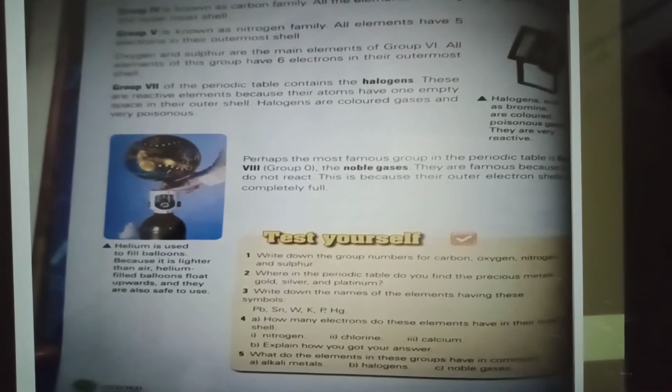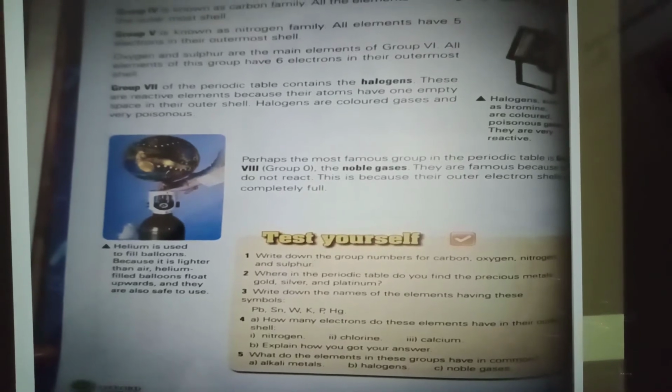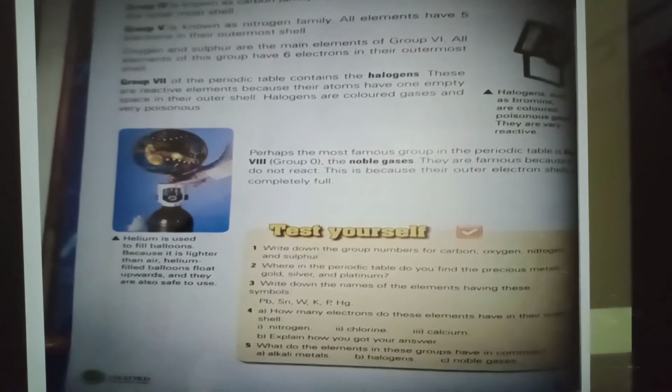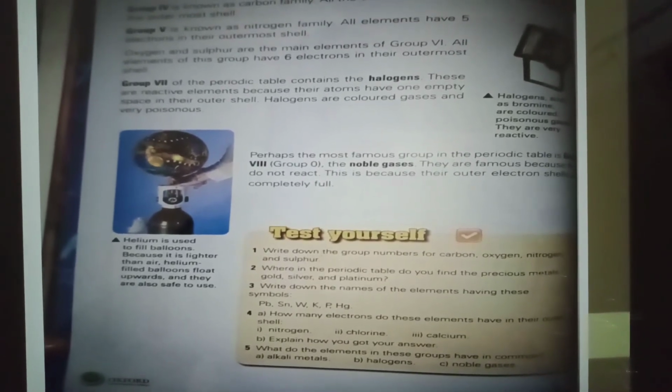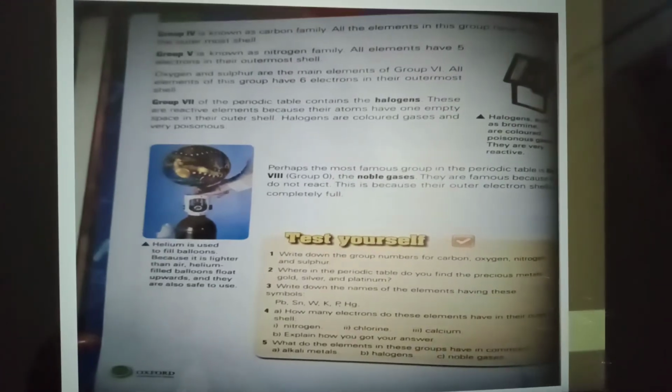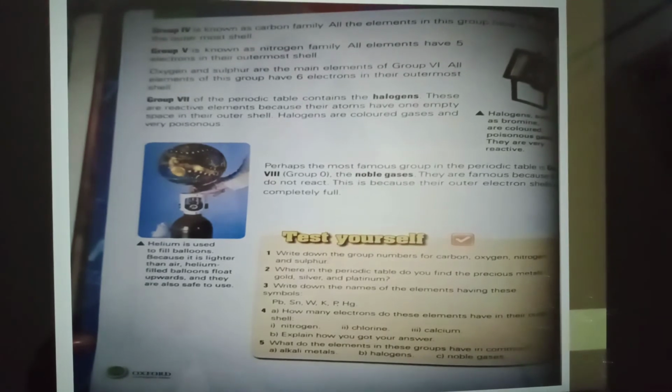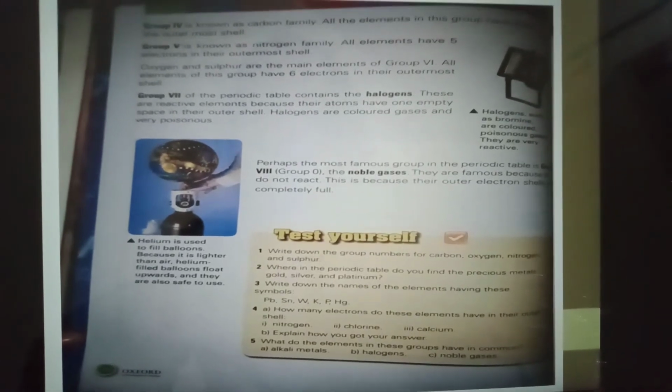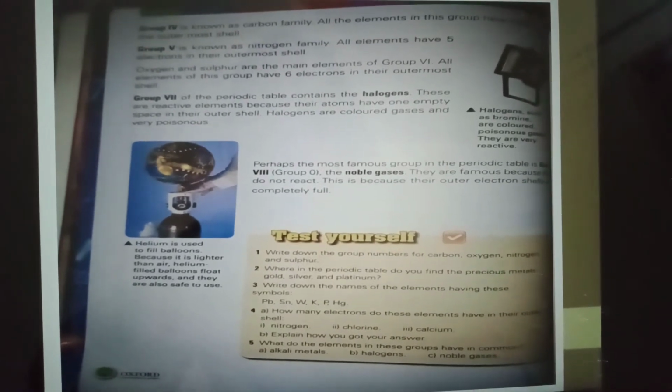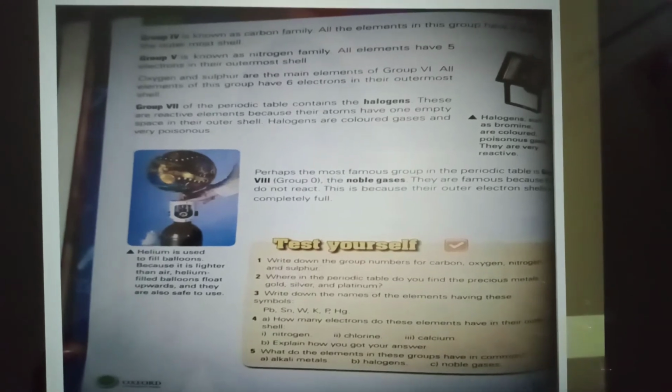How many electrons do these elements have in their outermost shell? Nitrogen has 5 electrons, chlorine has 4 electrons and calcium has 2. Explain how you got your answer. You will check the group number of nitrogen, chlorine and calcium and you will find your answer.